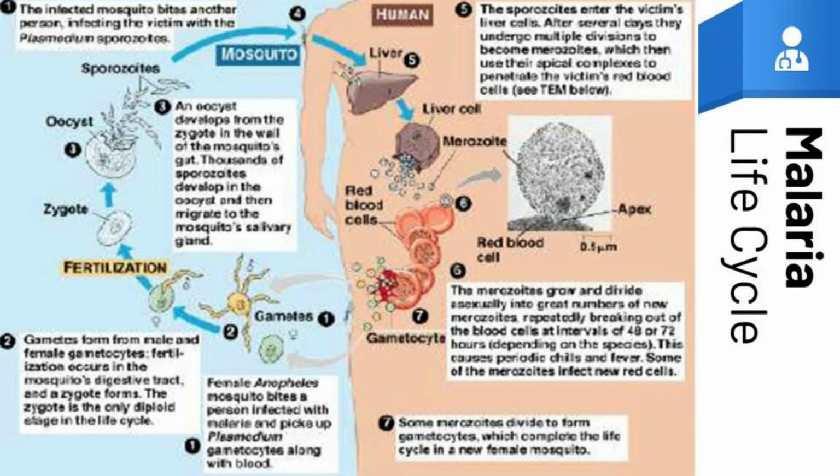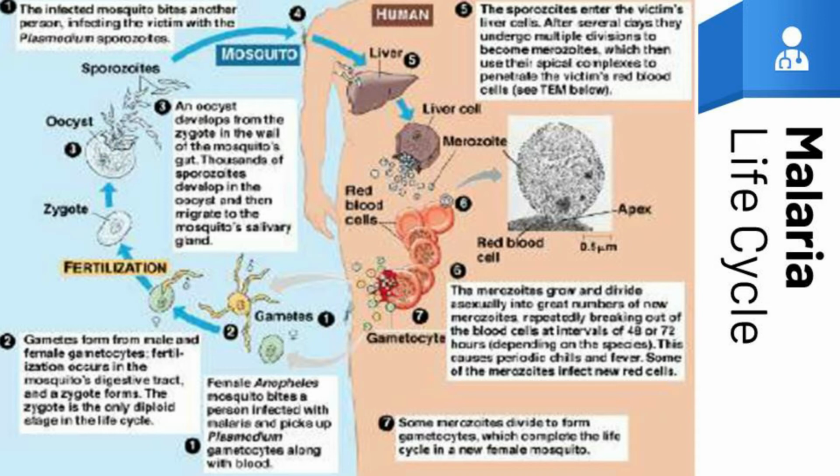But not all the merozoites will divide into schizonts. Some merozoites will differentiate into sexual forms such as male and female gametocytes. And the next stage, these gametocytes will be taken up by a female Anopheline mosquito during a blood meal.